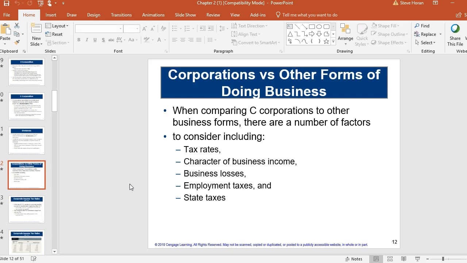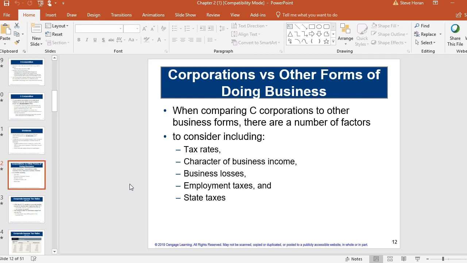So basically, then you have to compare a C corp versus other business forms, and the question for a lot of business owners becomes, what form should I choose when I go through and start my business? What would be the best form for me in terms of taxation? And there's no one easy answer. There's lots of business forms. There's lots of different types of businesses, both in what they do and their size. And so there's no easy answer to that question, but the things to consider would be tax rates, what kind of income it is, that matters.